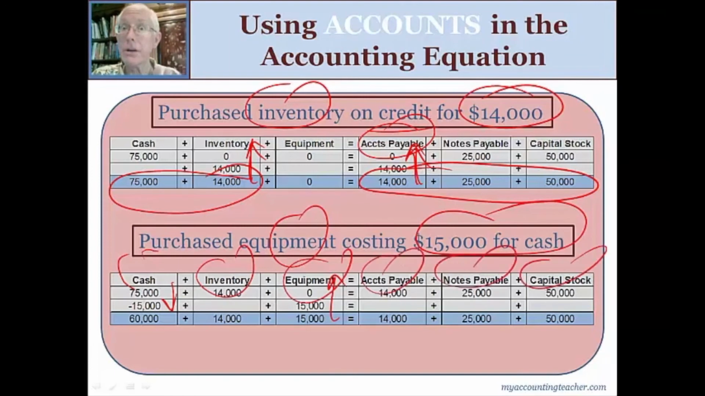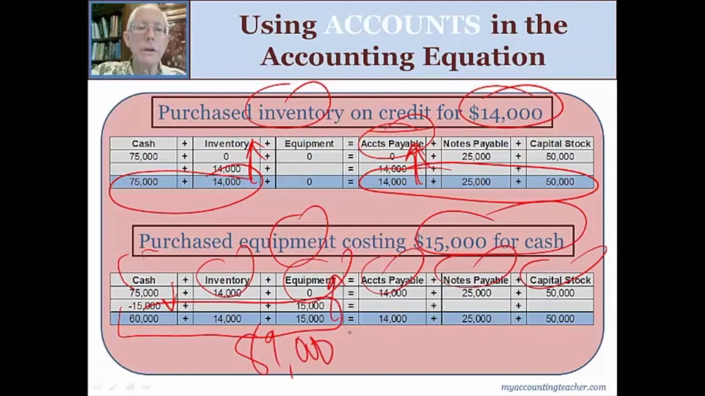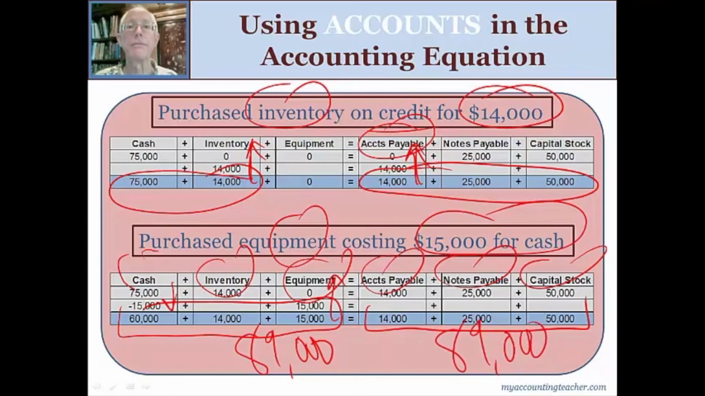We still see, though, even though we're keeping track of the detail, total assets, add that up. When I add that up, I get $89,000. Where do we get the money to buy the $89,000 in assets? Well, I add up liabilities and equities, 14 plus 25 plus 50. Yeah, it's $89,000. The balance sheet still balances. Accounts keep track of the details with respect to specific items, but still, we can handle that. The accounting equation still balances.